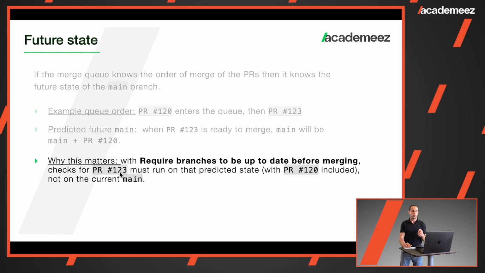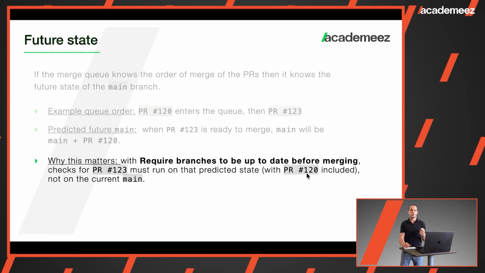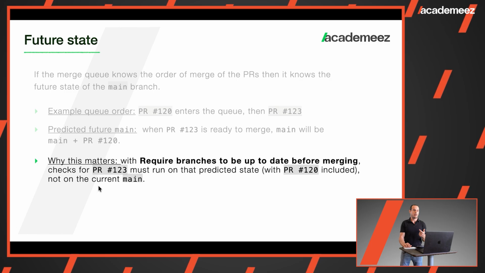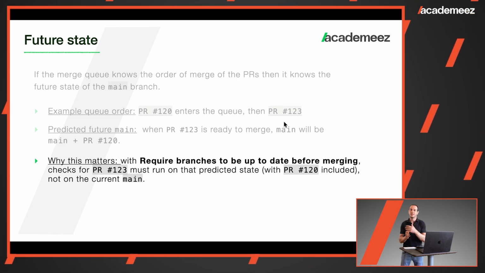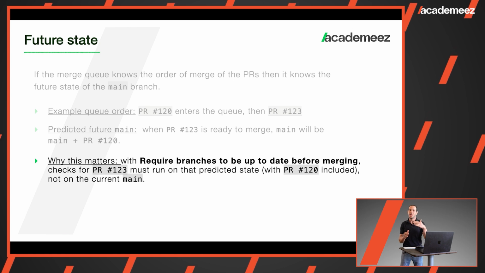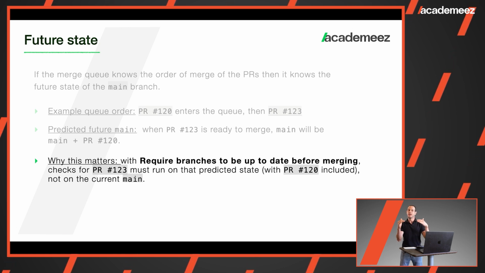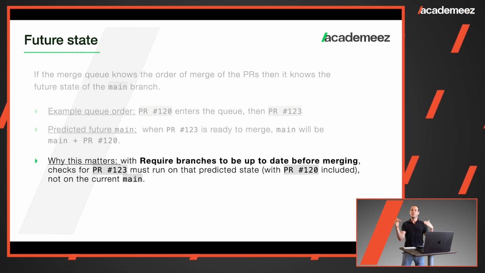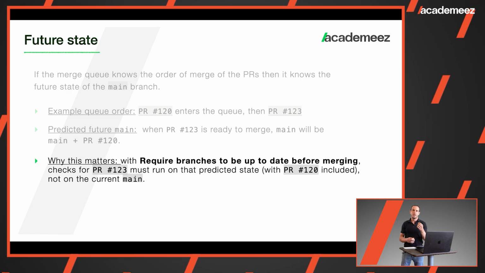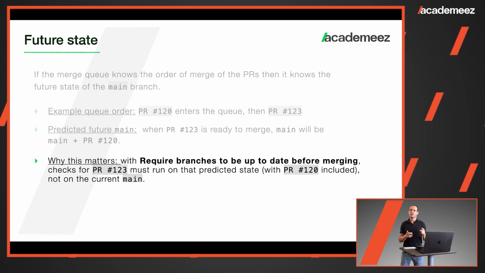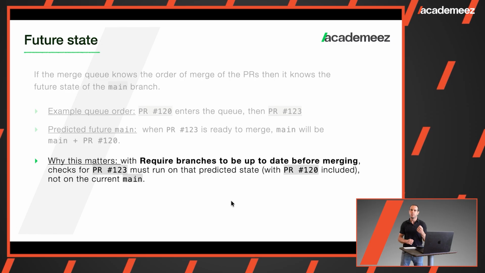So checks for PR 123 must run on that predicted state, with PR 120 included, not on the current main. That means 123 will not run on the latest main when it enters the merge queue. It will run on the latest main plus PR 120 plus PR 123, and on that branch they're going to run with the latest main and all PRs ahead of me. So I know the future state, I can run checks in parallel while upholding the flag required branches to be up to date before merging.